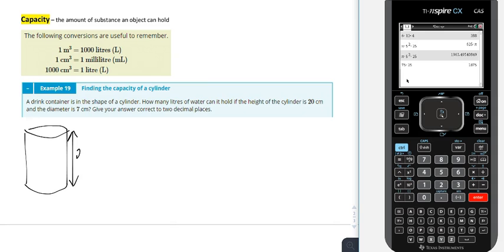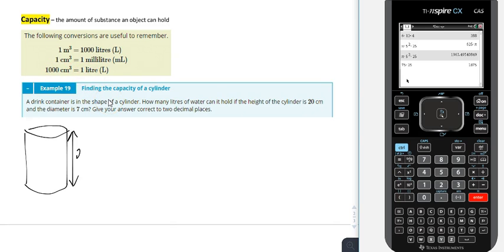Lastly, although we've dealt with volume, there's the other side of this, which is capacity. So volume is the amount of space inside an object, but capacity is how much an object can hold. Think of it like liquid versus solid. So capacity is the liquid versus volume being the solid shape. There is a conversion between the two, so you can go from meters cubed to 1,000 liters. 1 centimeter cubed is 1 milliliter, and 1,000 centimeters cubed is 1 liter.